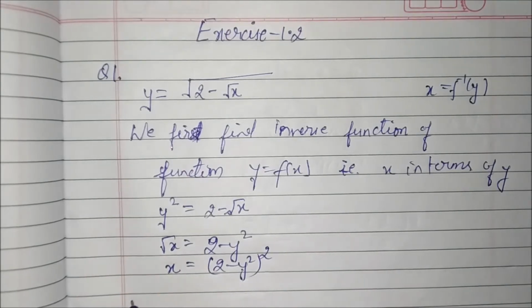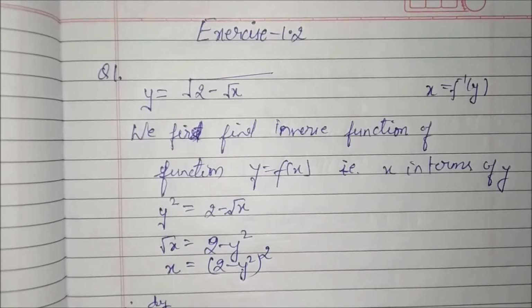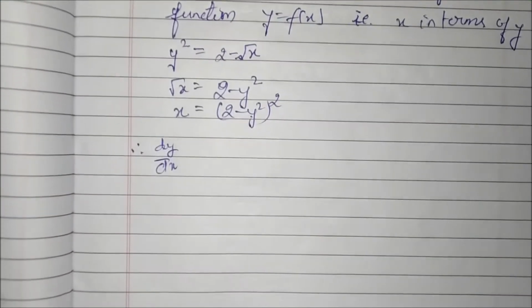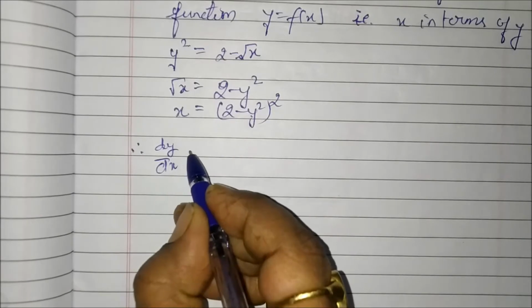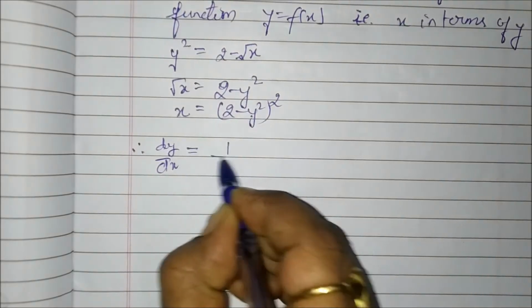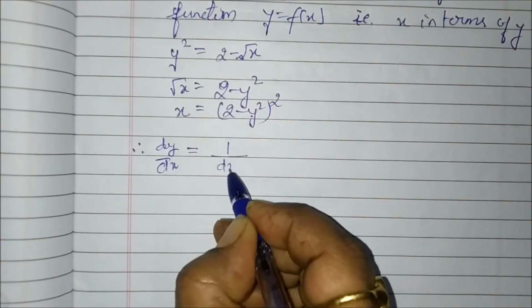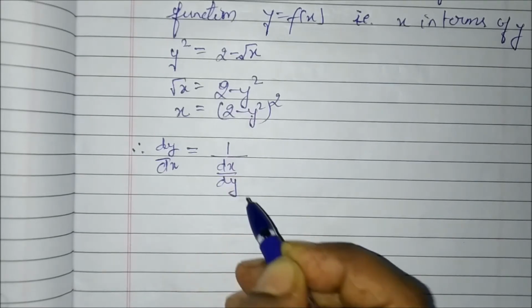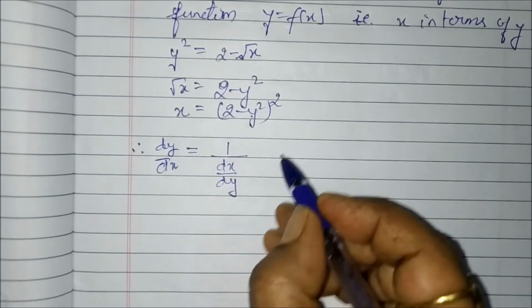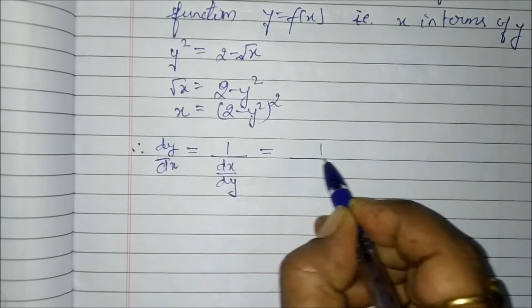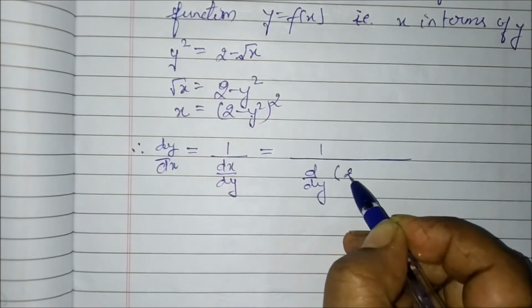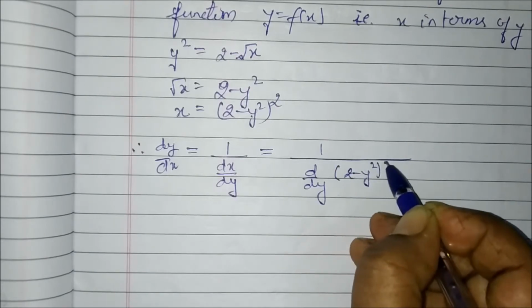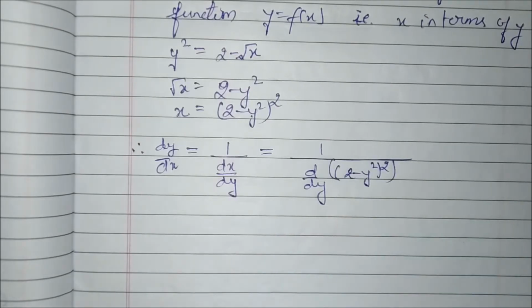Now we have to find the derivative dy by dx. By the definition of the derivative of the inverse function, dy by dx = 1 upon dx by dy. This equals 1 by d by dy of (2 minus y squared) whole squared.